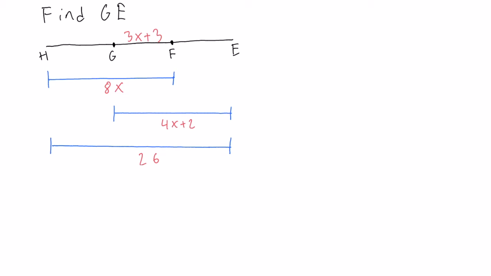Alright, this problem right here may look a little tricky. So what we have here is GF is 3x plus 3. HF is 8x. And this is referring to this line up here. It's just down below to show how far it goes. GE is 4x plus 2, and HE is 26.